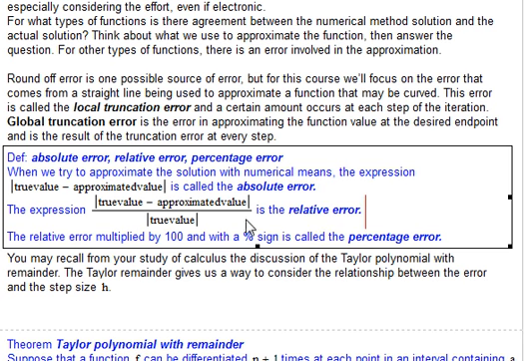In other words, dividing by how much the item itself is, the true value, will give us the relative error. And then if we multiply that by 100 and stick a percent sign on there, which means multiply it by 100 and then divide by 100, it's called the percentage error, but really it's the same thing as relative error.